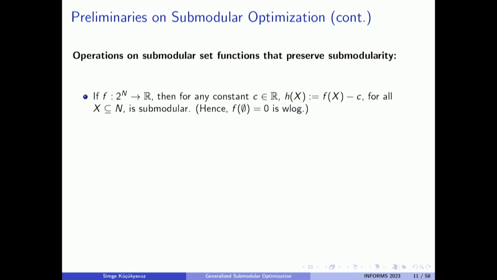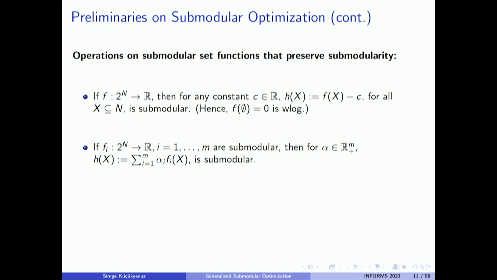A few operations on submodular functions maintain submodularity that I'll refer to in my talk. If you add or subtract a constant from a submodular function, that's still submodular, which is why, throughout my talk, I'm going to say f of empty set is 0, because I can always subtract if it is non-zero.